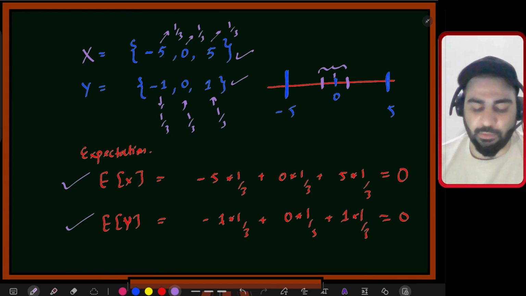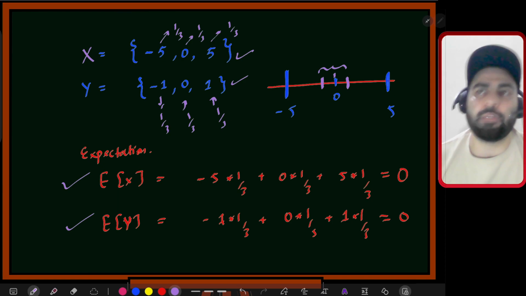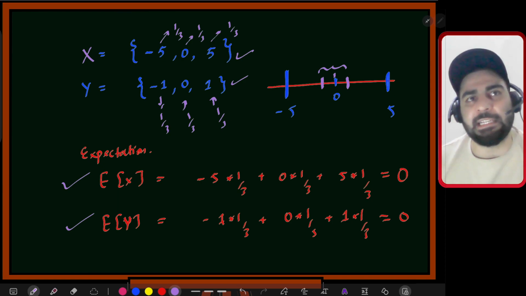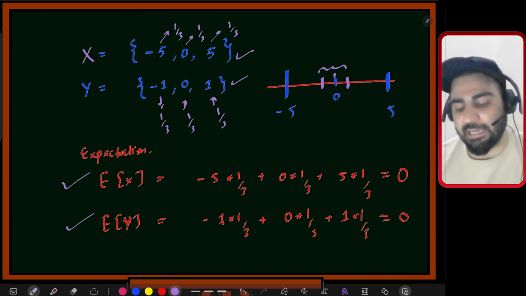But the problem appears when you have data for which you can get the same expectation, but the data is entirely different. Random variables say entirely different things.